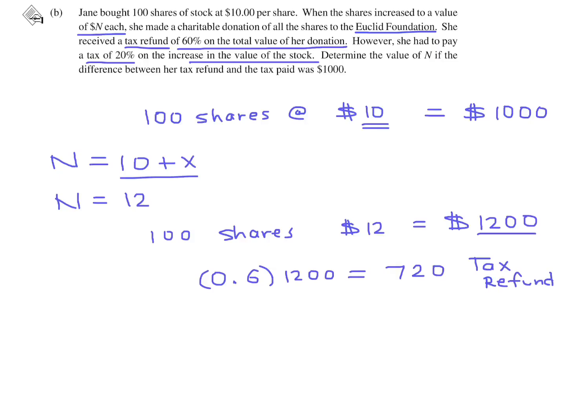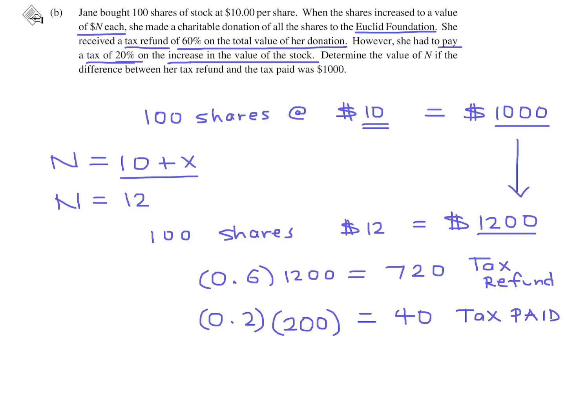All right? But then she also has to pay 20% tax on the increase in the value of the stock. Well, the stock went up from 1,000 to 1,200. So she had to pay tax on the increase in the value, which is $200 when you go from 1,000 to 1,200. And how much tax? 20%. So 0.2 times 200, which is equal to $40. That's tax paid.